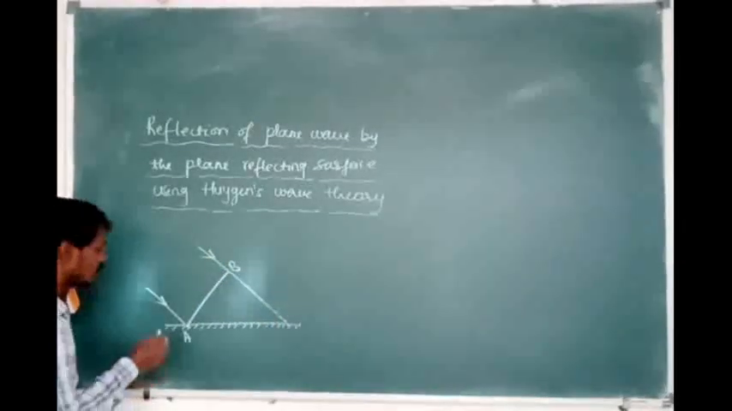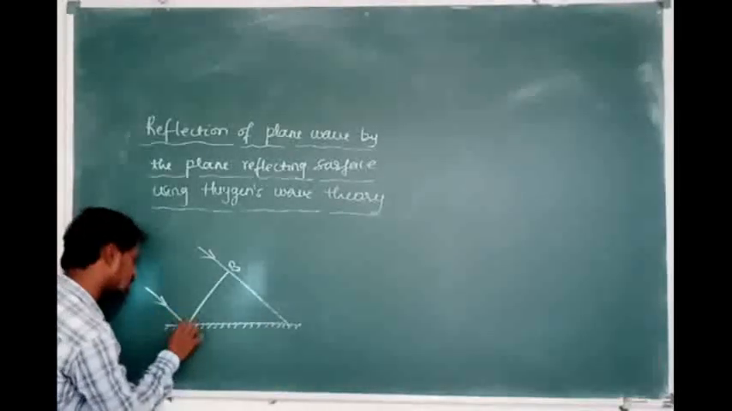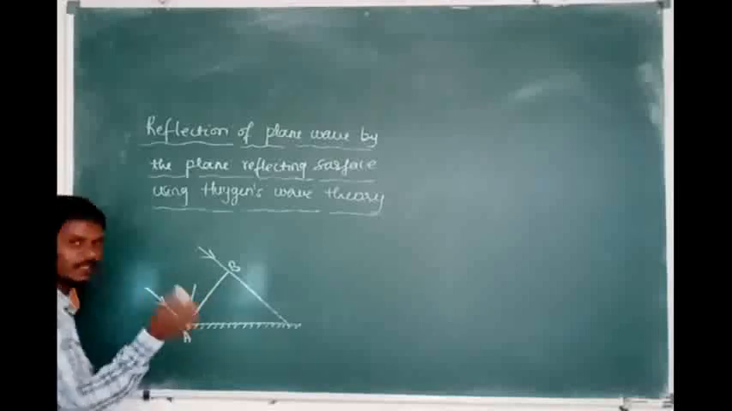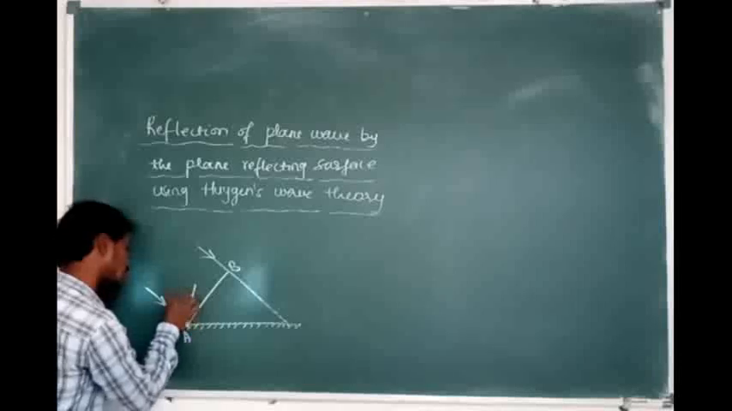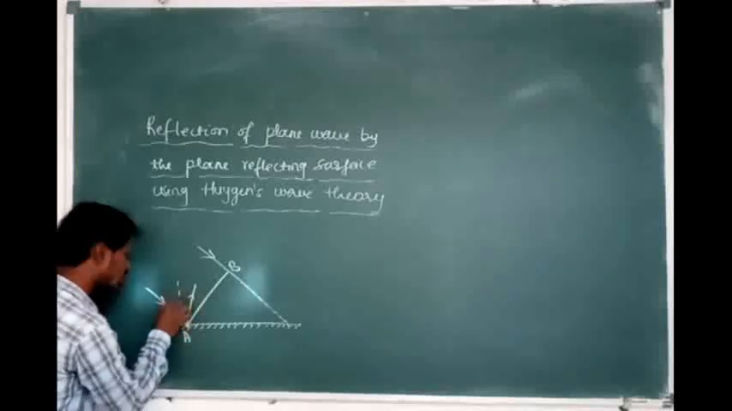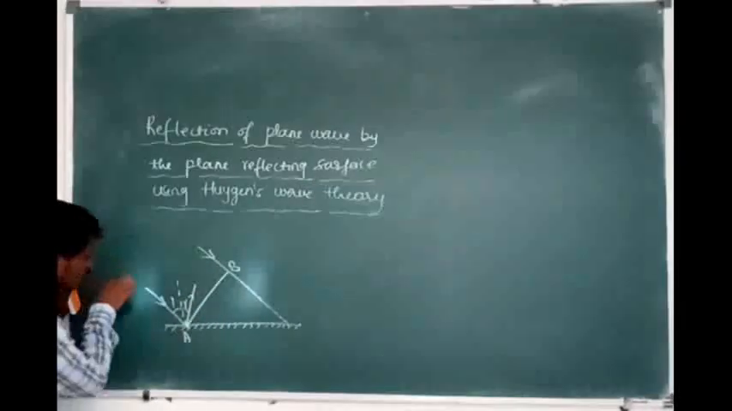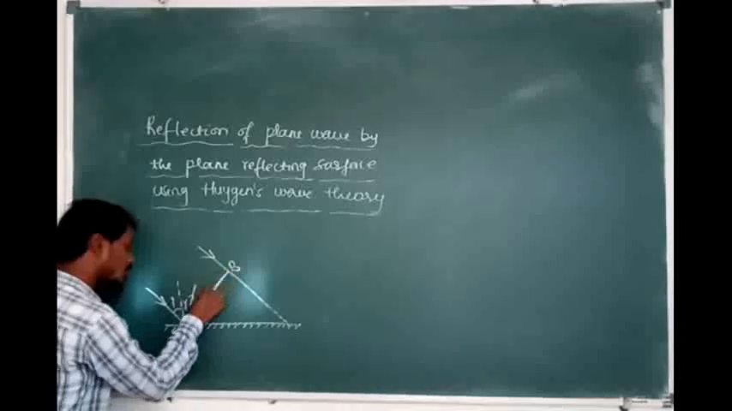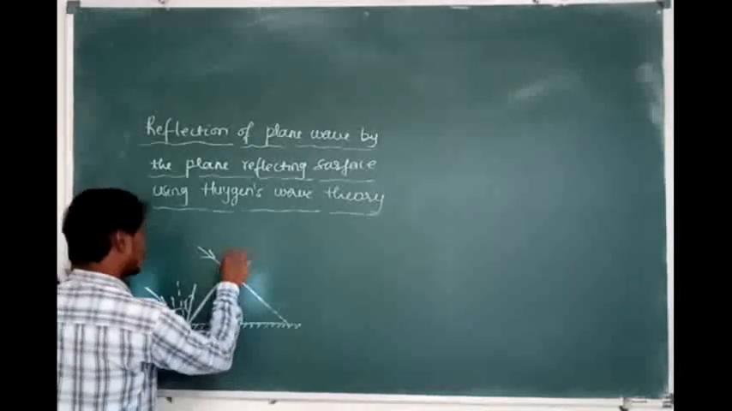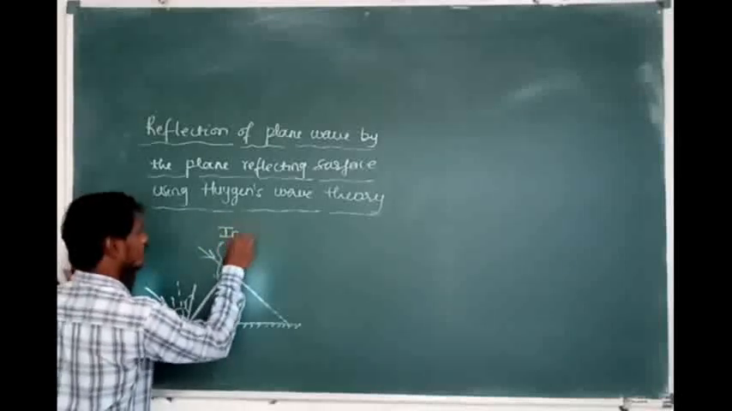So by using the ray concept, if the light is incident at the point A, the light reflects at the point A. Here it is the normal. Then it is the angle of incidence i and the angle of reflection r. The incident ray and reflected ray are both in the same medium because it is a reflection of light, not refraction of light. But it is a plane wavefront. AB is the incident plane wavefront.